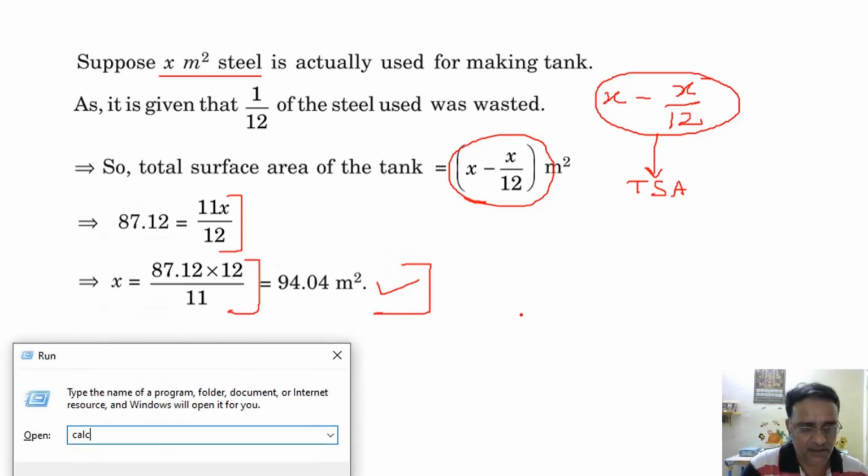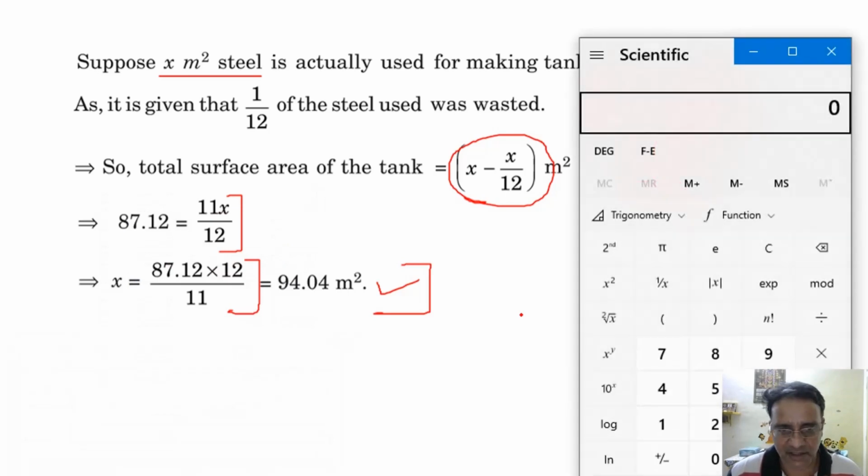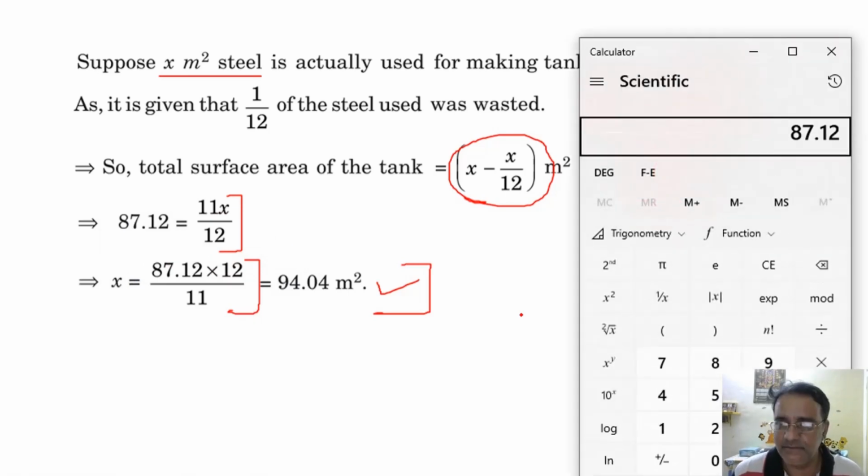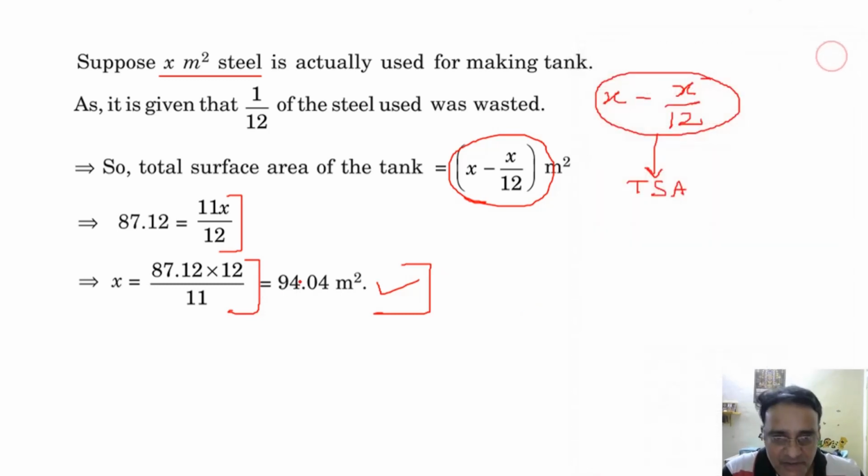One minute, let us cross check this. 87.12 into 12 divided by 11 is 95.04. Right. So the answer is 95.04. Okay, right? So any doubt in this question? No, sir. Okay, now we are moving towards the next topic, that is cone.